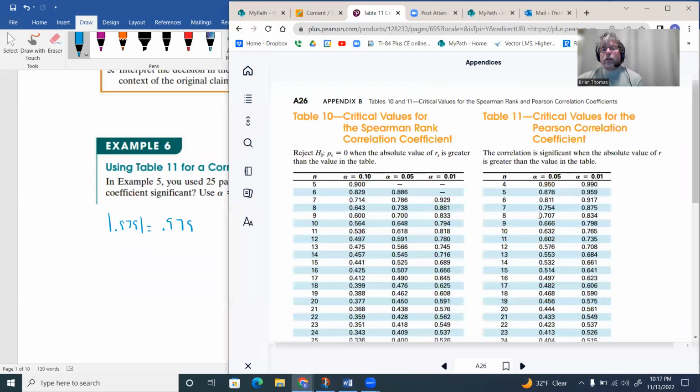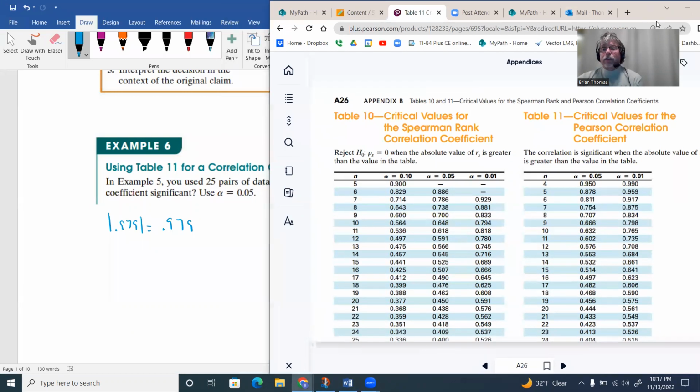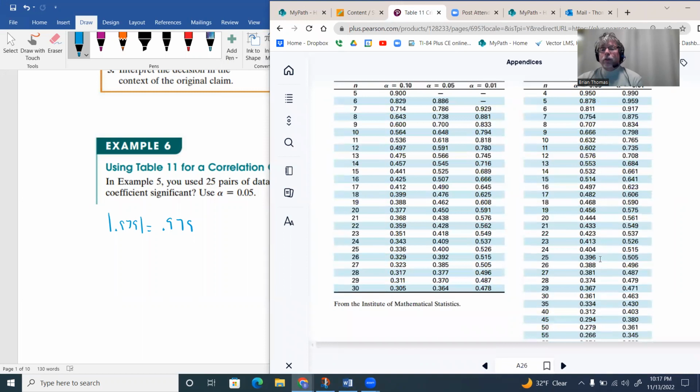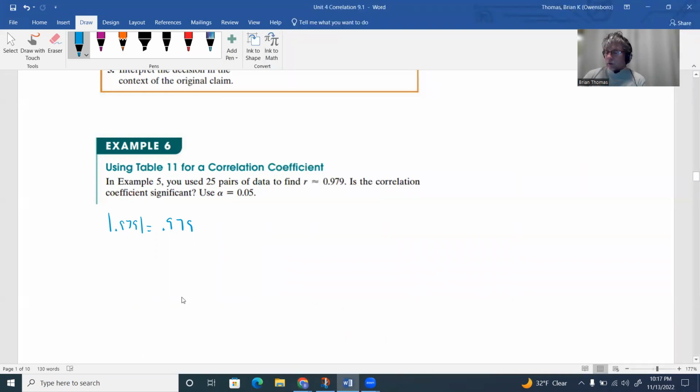So if we do that, 0.05 and 25, that brings us down to 0.396. So rho is actually 0.396. Now remember, if the absolute value of R is greater than rho, here we have 0.979.